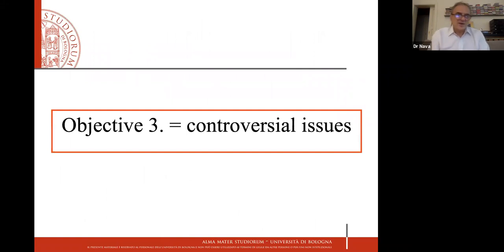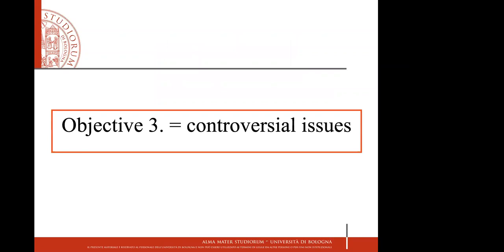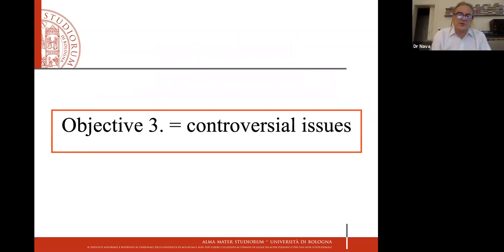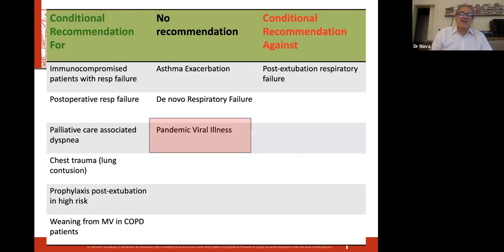Controversial issue. Well, this is the last part, and I spent a little bit more time probably because I found these issues quite hot topics. But first, I'm not going to deal with asthma exacerbation, mainly because there is no single study dealing with asthma exacerbation and acute respiratory failure. So I will deal here only with pandemics and de novo respiratory failure.